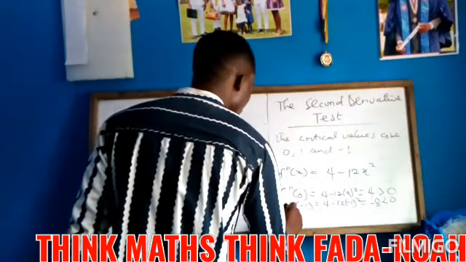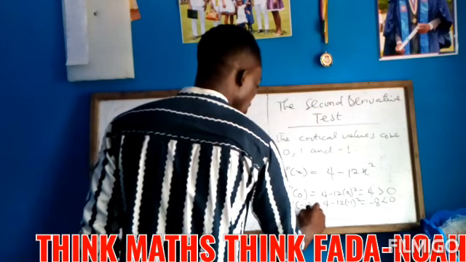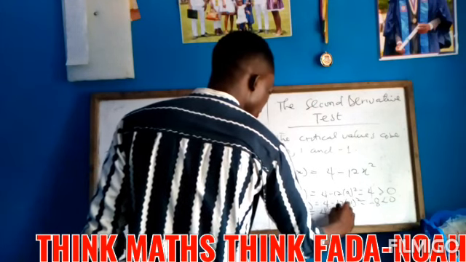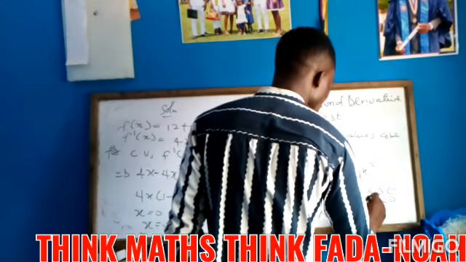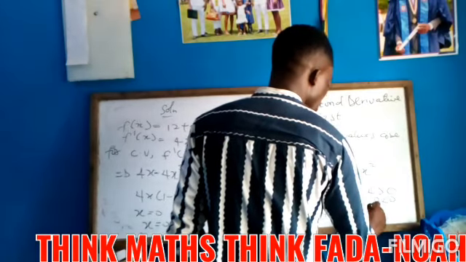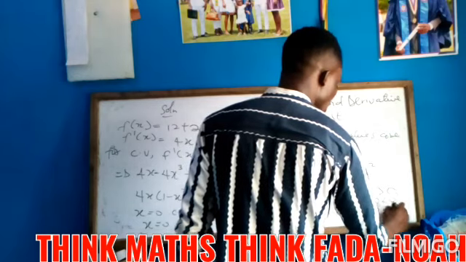We find f prime prime of 1, and we have 4 minus 12 times 1. And this one also gives us minus 8, and this is less than 0.